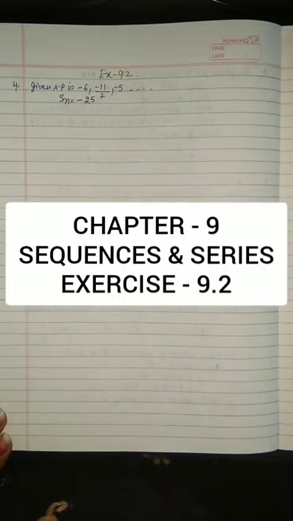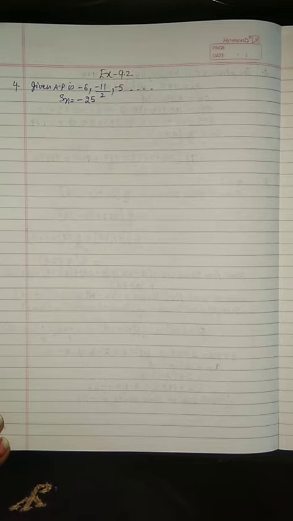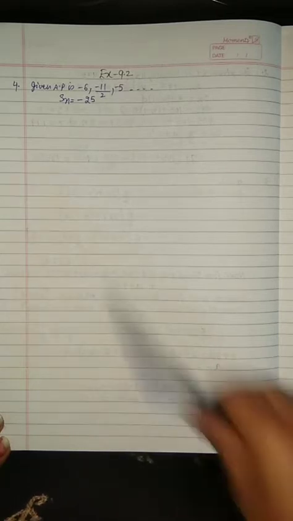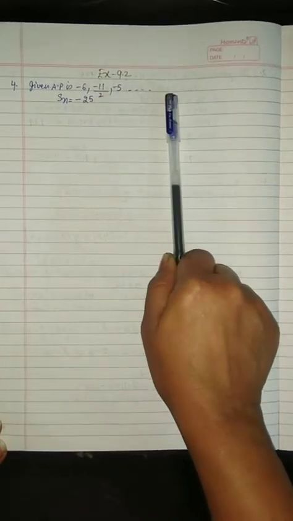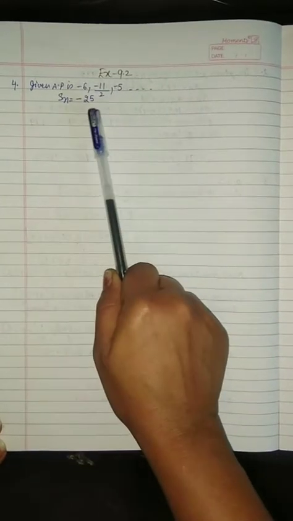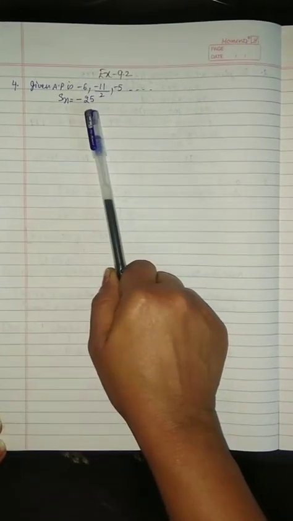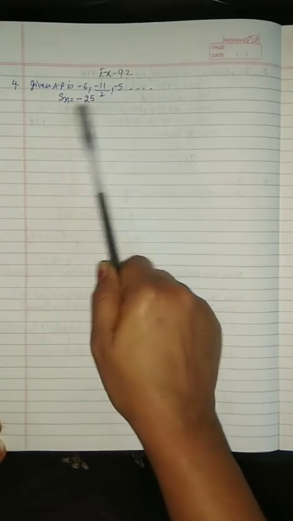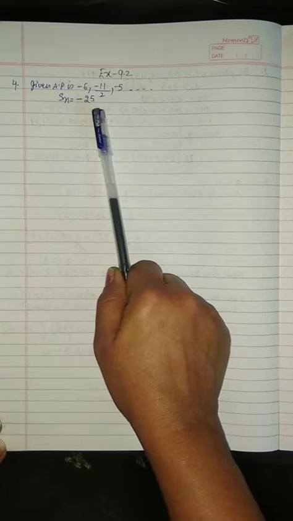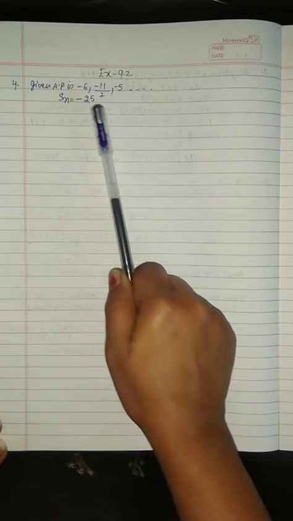Dear students, today I am going to start exercise 9.2 from question number 4. In this question we are given the AP minus 6, minus 11 by 2, minus 5 and so on, and the sum of n terms is minus 25. We have to find how many terms of the AP will give this sum, that is minus 25. Basically we have to find the value of n.